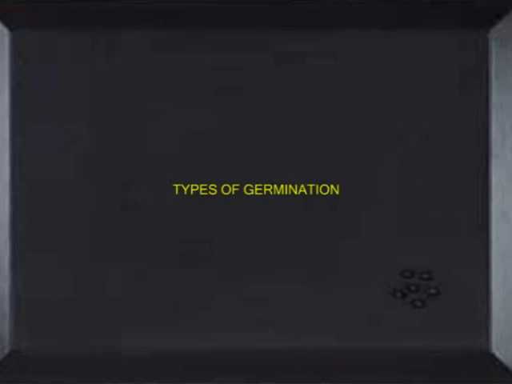The nature of germination varies in different seeds depending on whether the cotyledons remain under the soil or are brought up to the surface, giving rise to two types of germination, epigynous and hypogynous.